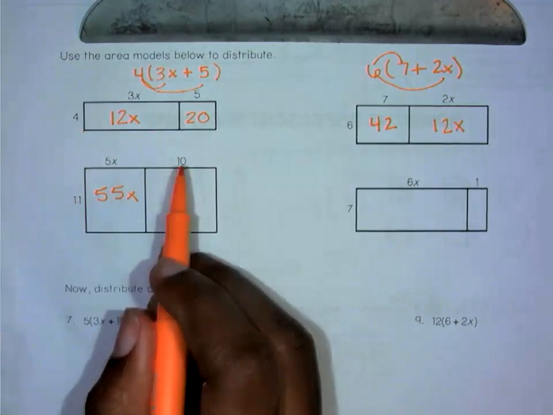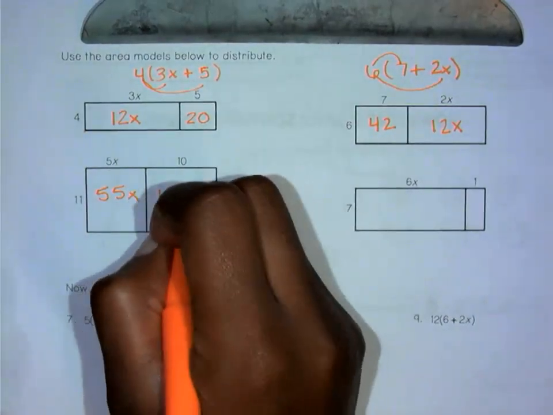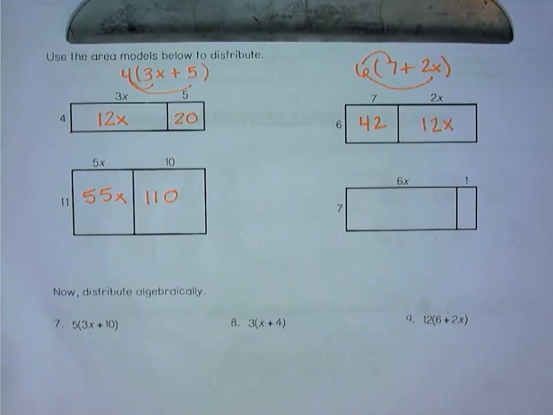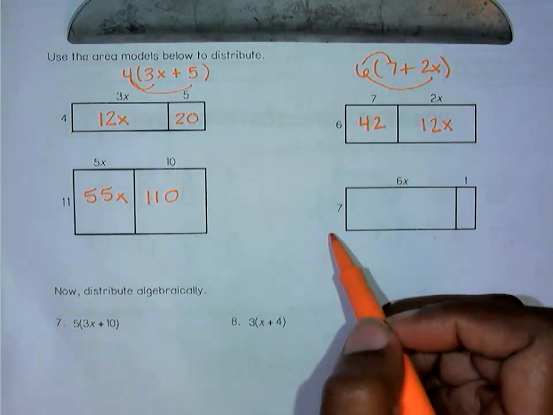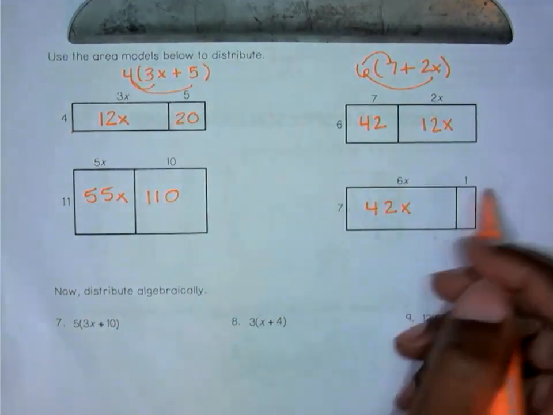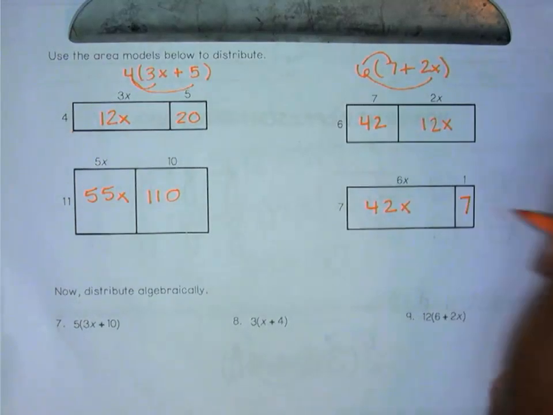And 11 times 10 is 110. Very simple. Okay? And last but not least, you have 7 times 6x, which is 42x. And 7 times 1, which is 7.